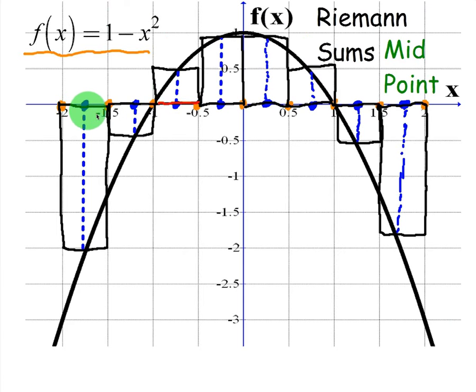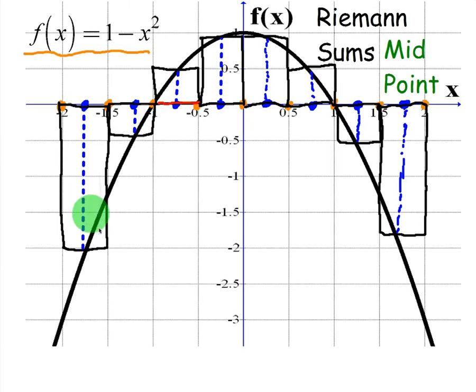So we're going to start with negative 1.75, which is between negative 2 and negative 1.5. That will determine the height of our first rectangle. So we plug negative 1.75 into our function to determine that height. Then we would be plugging in negative 1.25 to figure out the height of this rectangle, and so on and so forth.